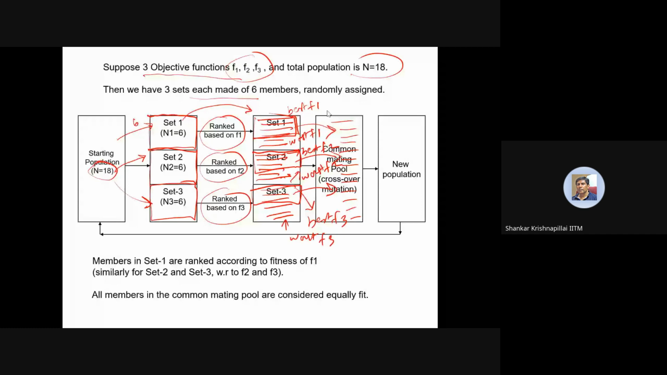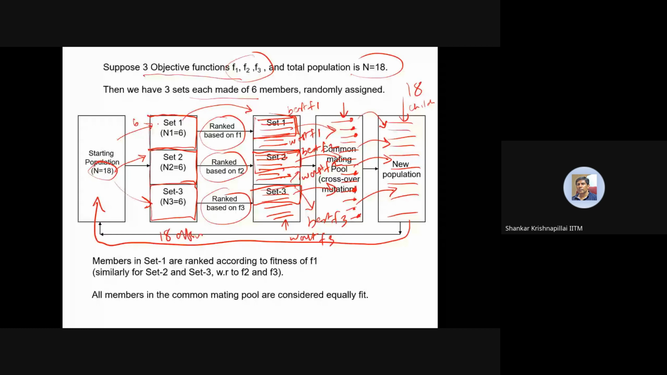Now you take 2 parents at random and do the crossover. 2 parents are picked like this at random. So you do the crossover until 18 offspring are got, 18 children are got. So now these 18 children will come here, and then they are again divided into set 1, set 2, set 3, etc.